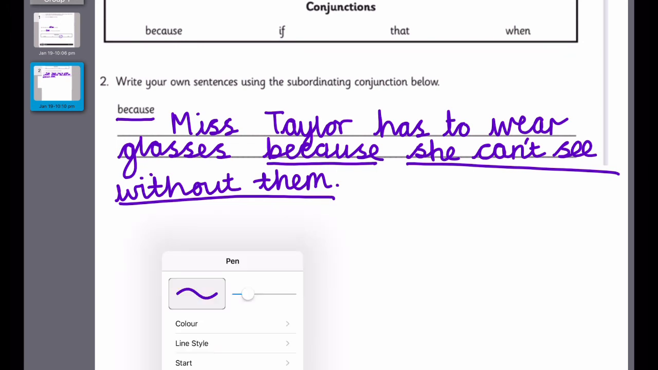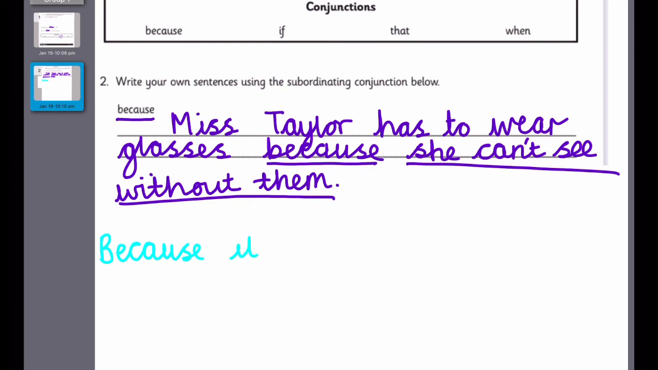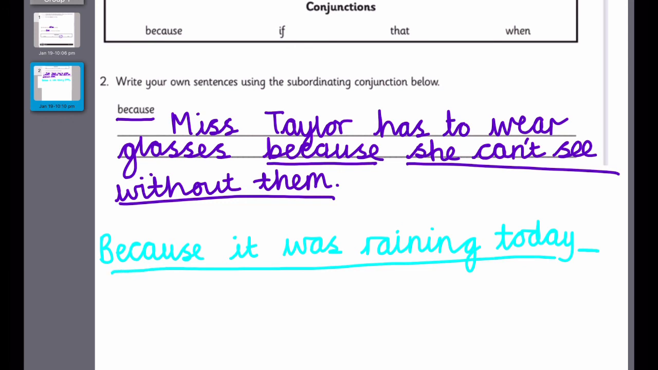Now don't forget, the conjunction could also come at the beginning of your sentence. Because it was raining today. Do you remember what punctuation mark I need here after this subordinating clause? A comma. Well done. Because it was raining today, Year 2 had wet play.